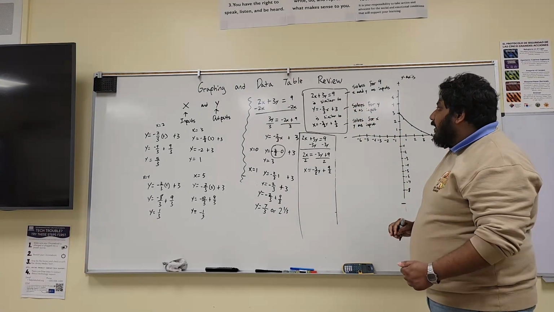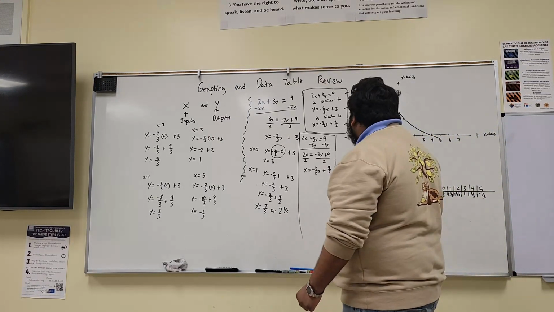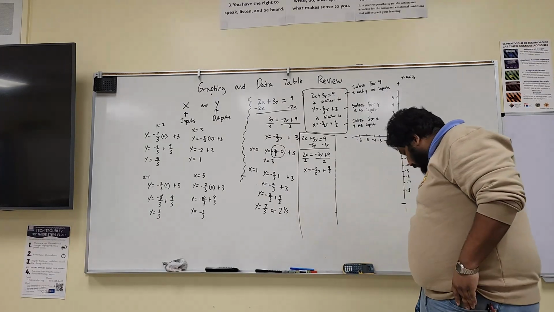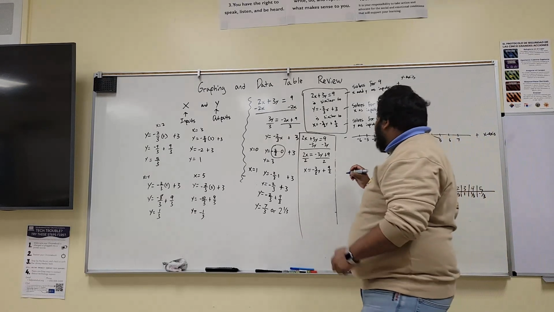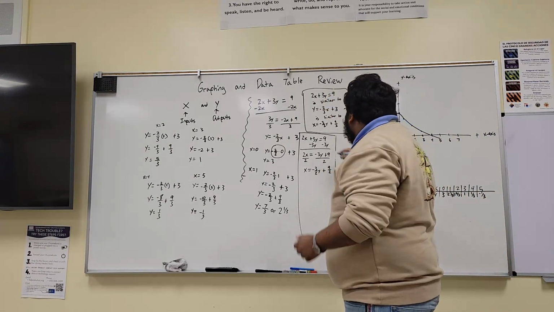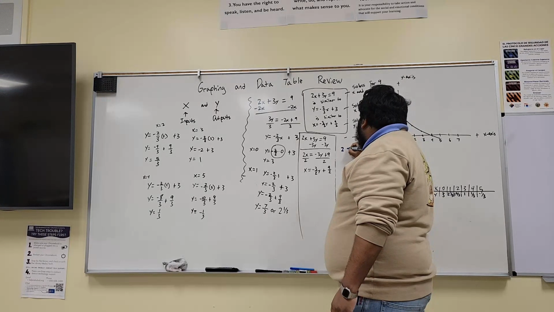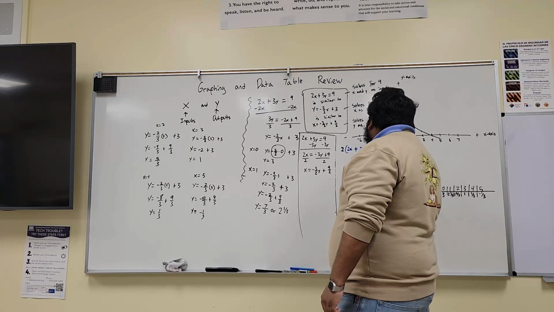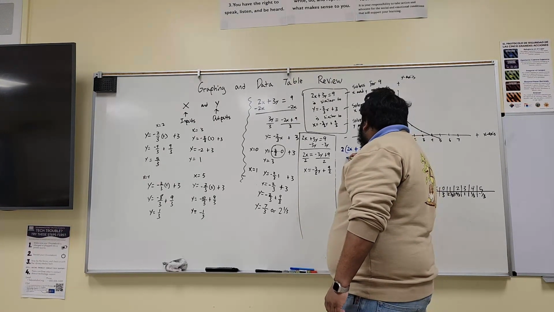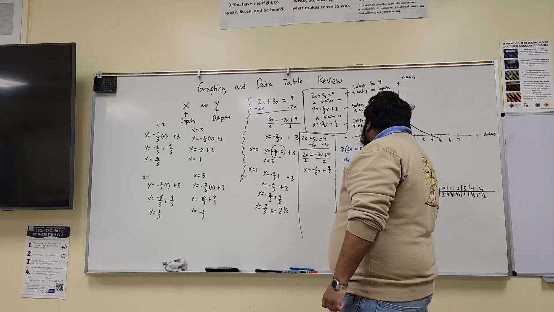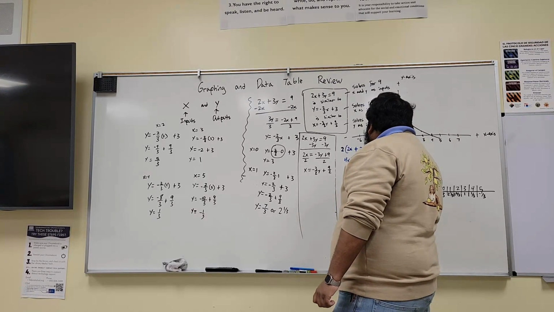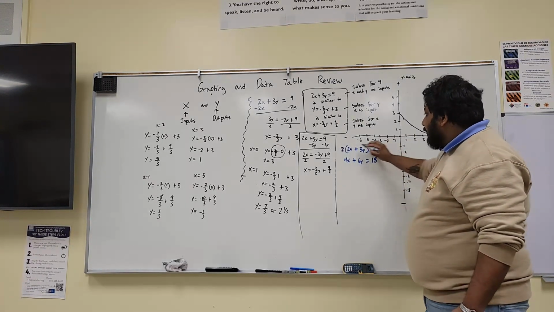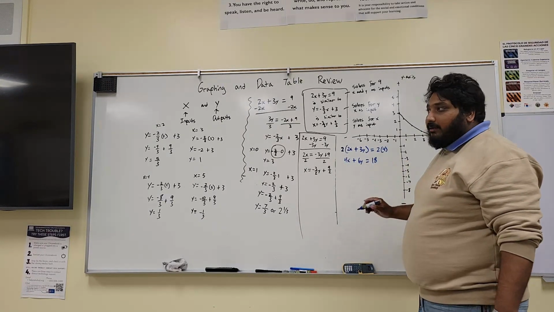I'll even put another one, in a different color so it contrasts. If we multiplied everything by 2, so we did 2 times 2x plus 3y equals 2 times 9, that becomes 4x plus 6y equals 18. This equation is the same thing as this. It's going to produce the same line.